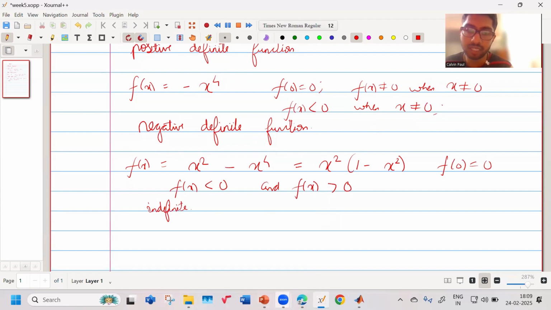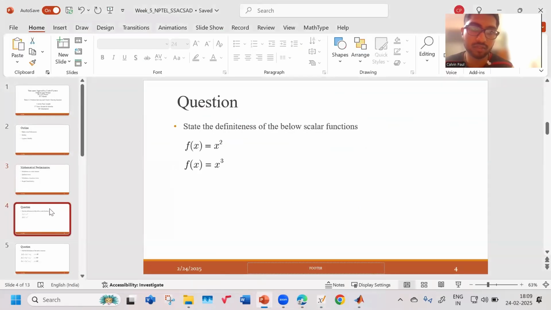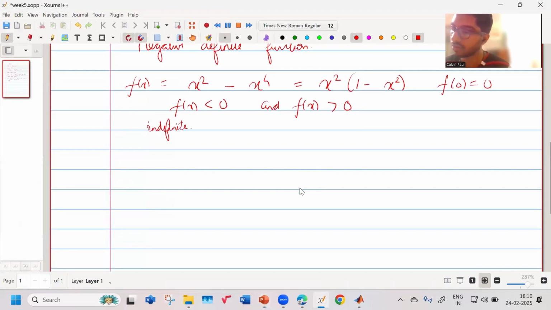Okay, so I have some questions. Let us look into the question. We have to state the definiteness of the below scalar function. We already touched on the case f of x equal to x square. Let us consider the case when f of x equal to x cube. So question 1, we have to see for f of x equal to x cube. Okay, so let us start.